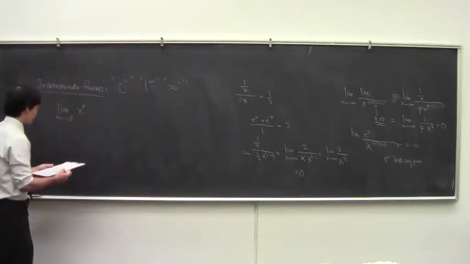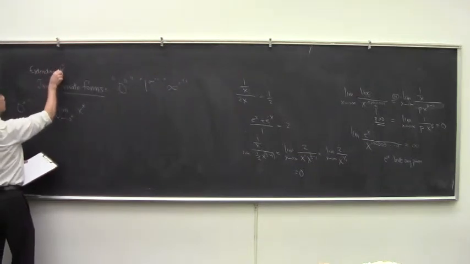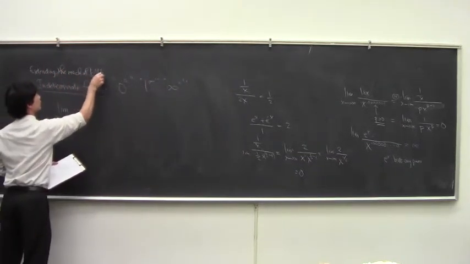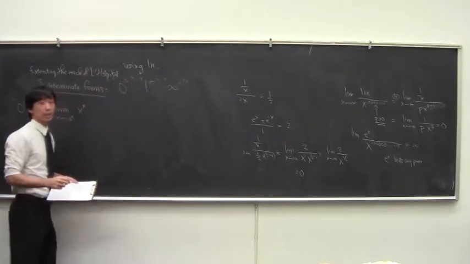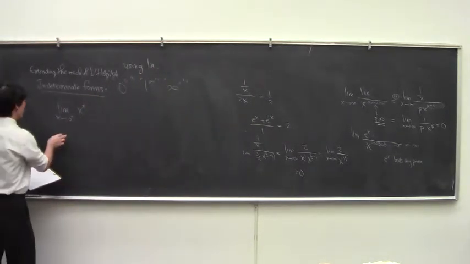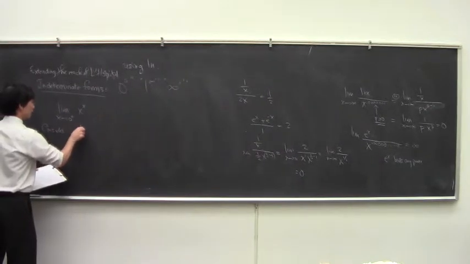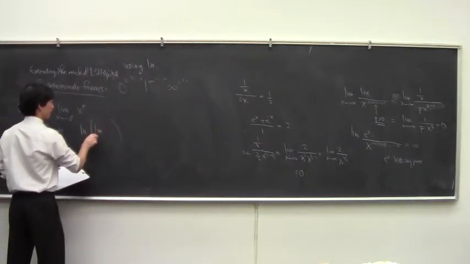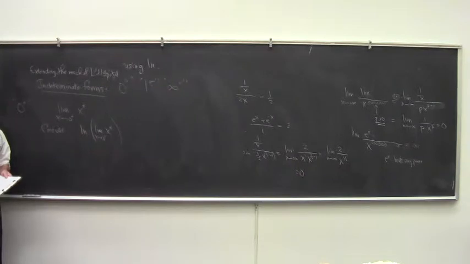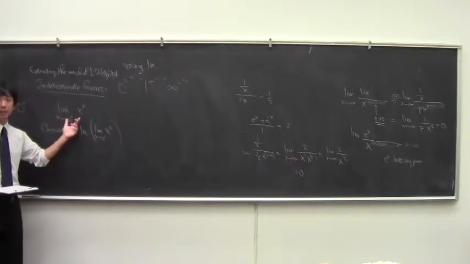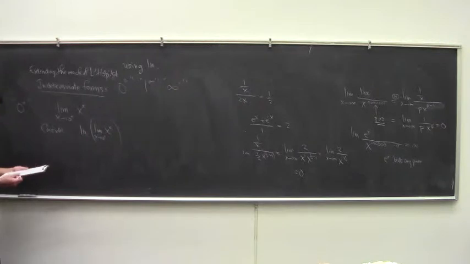So the trick to extend the reach of L'Hopital's rule is to use the natural log. One uses the natural log. So you say, well, I'm not really sure what this is, but let's consider the natural log of this thing. I don't know what this thing is, but I'm going to take its natural log, and that will allow me to use L'Hopital's rule on it.